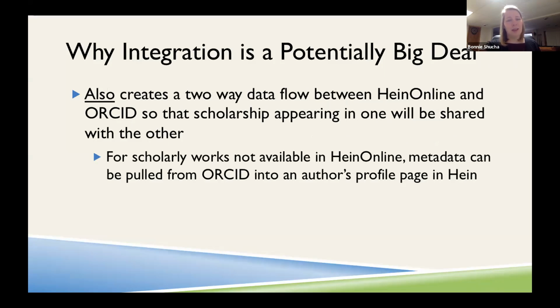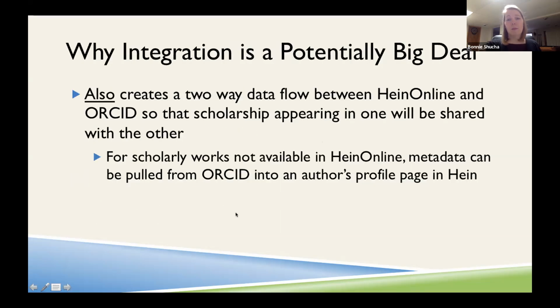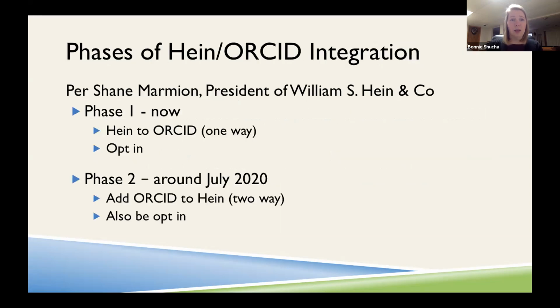From what I'm understanding, for scholarly works, all those multidisciplinary works that are not available in Hein, metadata from those works can be pulled into the author profile page in Hein. So we're now going to be able to get a lot of that multidisciplinary scholarship, the metadata about it. Not the full text, but the metadata is going to be pulled into the Hein author profile page with this ORCID integration, which I think is really exciting.